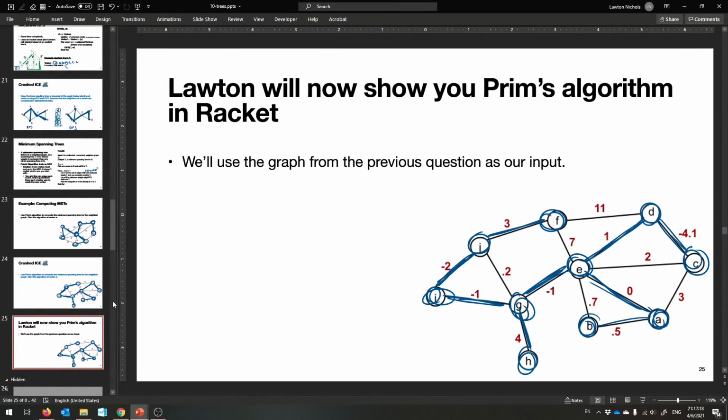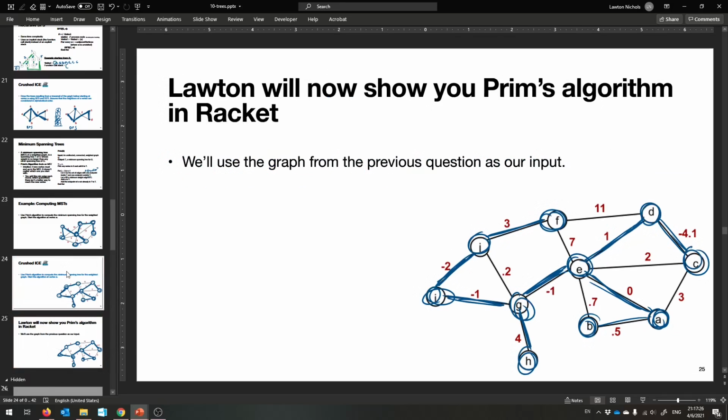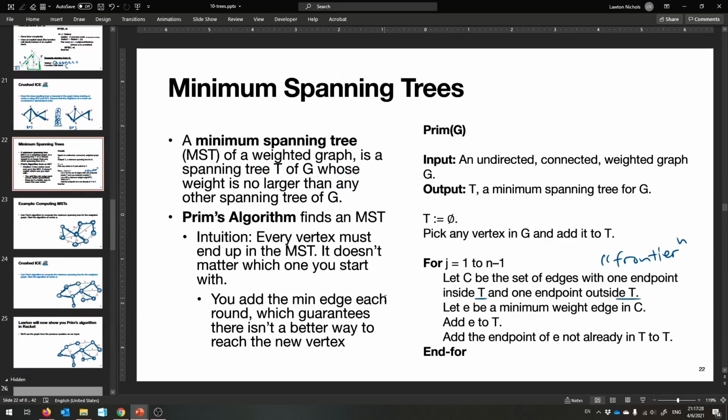And moment of truth, if I flash over this quickly enough, is this the same one? Yeah. So the algorithm does work. It doesn't have any bugs, at least at this level. Okay, so that is the minimum spanning tree.